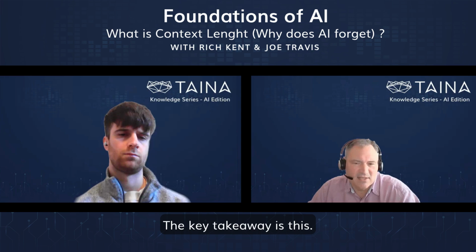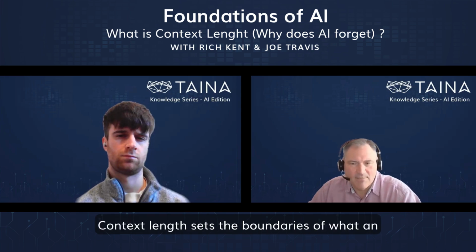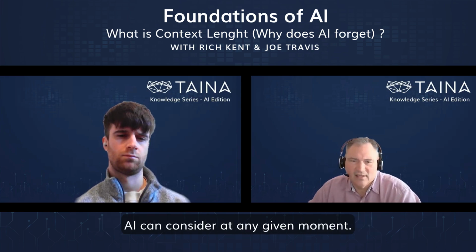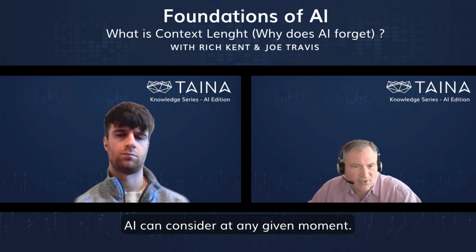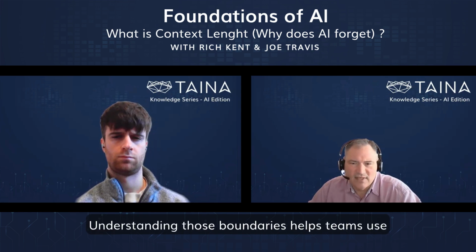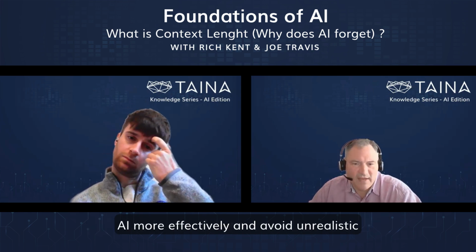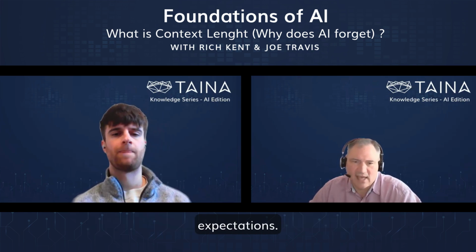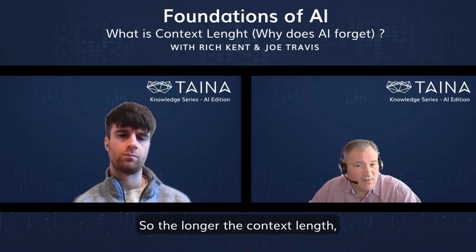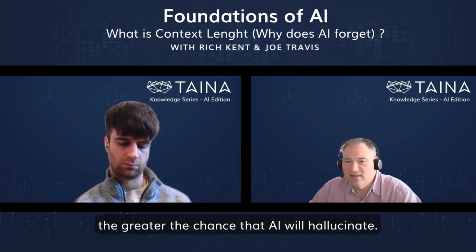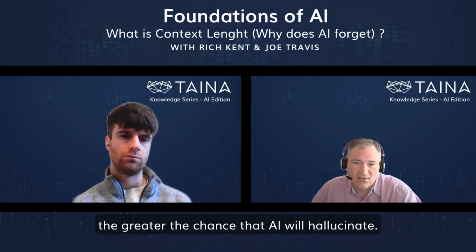The key takeaway is this: context length sets the boundaries of what an AI can consider at any given moment. Understanding those boundaries helps teams use AI more effectively and avoid unrealistic expectations. So the longer the context length, the greater the chance that AI will hallucinate.